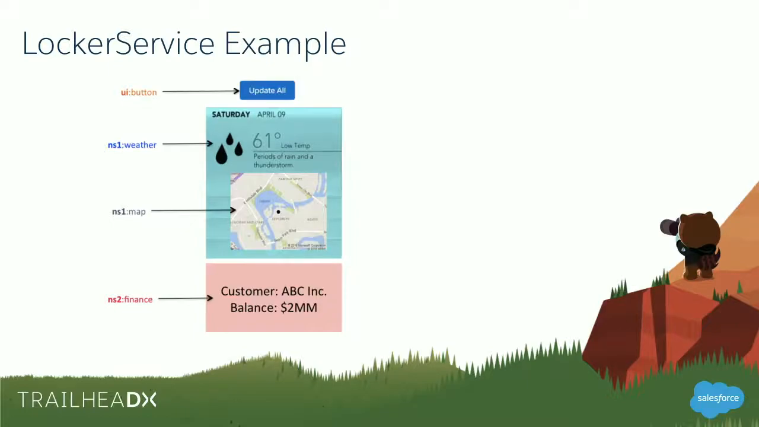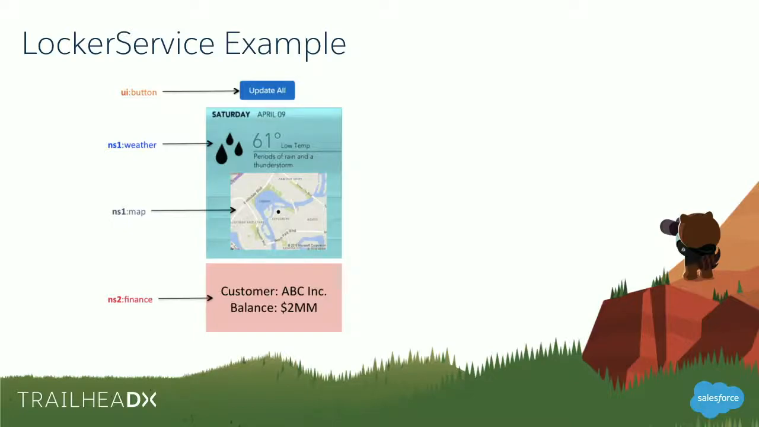And starting to think about this in terms of an example, or how this might work, is this example here. We have essentially a couple different namespaces, right? Where you can think of components you might bring in from the App Exchange, components that come out of the box from Salesforce, like a UI button. And here I have the weather component. I have a subcomponent in there, this map component. Both of these are in the NS1 namespace. This one at the bottom is in a separate namespace.